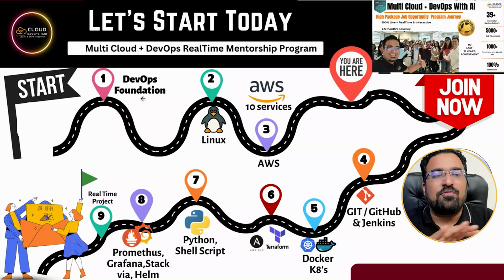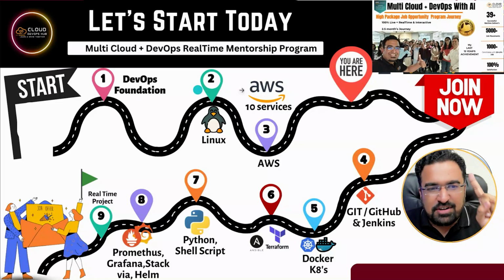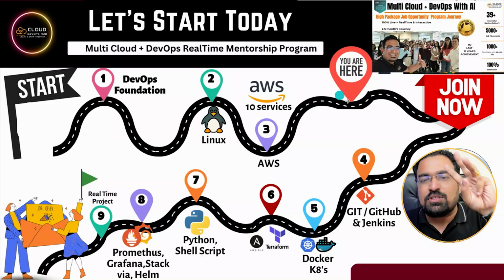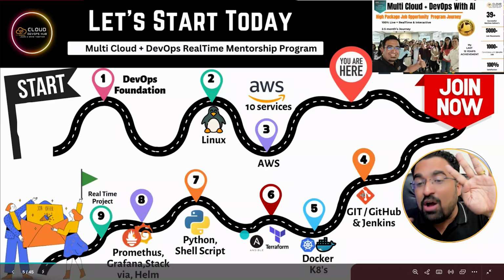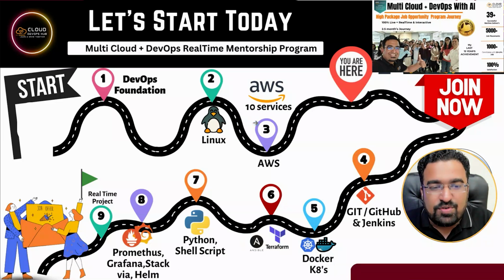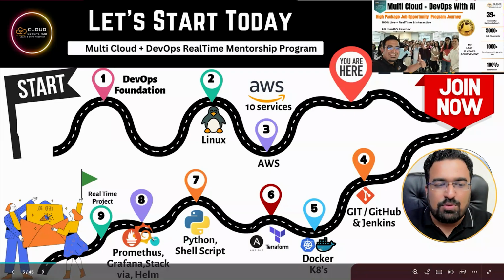I will start with the very basics of the DevOps foundation. I will teach you Linux so that you can become a technical person. I will teach you the top 10 AWS services. I will teach you Git, GitHub, Jenkins, Docker, Kubernetes, Ansible, Terraform, up to the advanced level. Once the topics are completed, you can apply for the job role as well. Plus, I will teach you shell scripting, Prometheus, Grafana, and 5 real-time practicals with the power of AI.